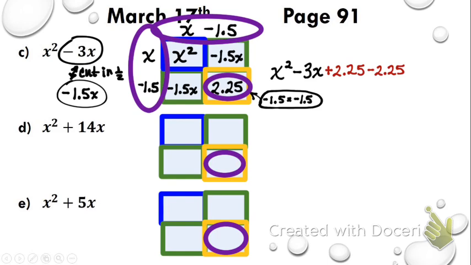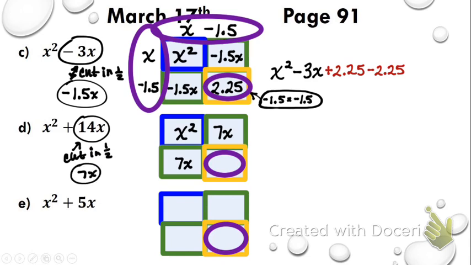Help me fill this in. Part D. What goes in the blue box? X squared. In the green? 7x and 7x. These have to be identical. Same sign, same numbers, same variables, identical, or else the two sides don't come out to be the same. Remember, again, to get that, we cut this in half. And so that's where that 7x came from.